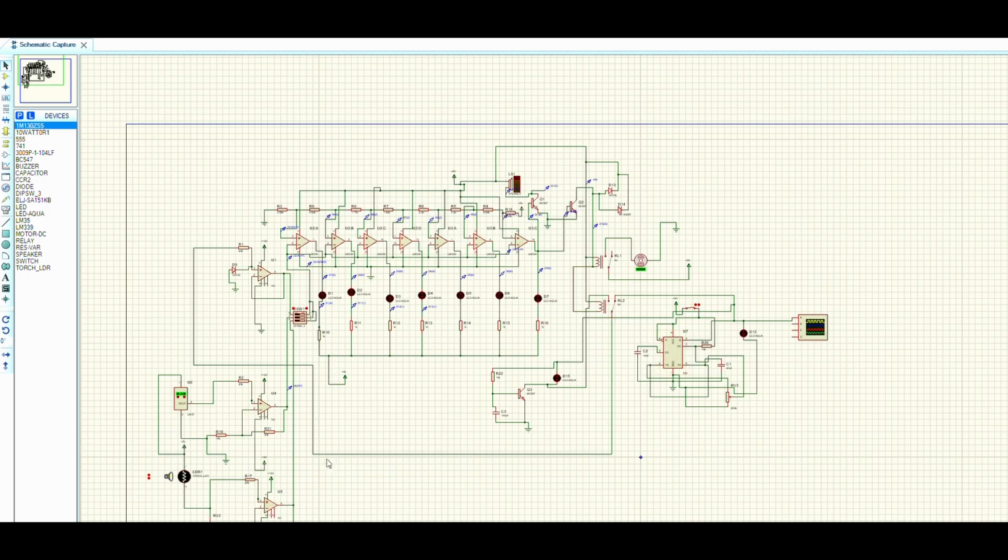We have also added some different components, like a relay system, a temperature indicator system, and an LDR light indicator system.